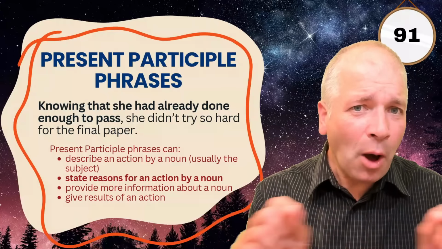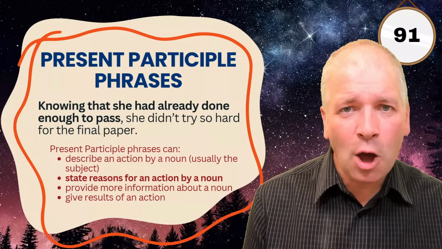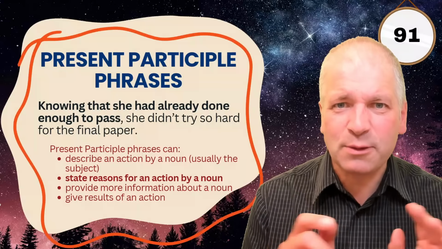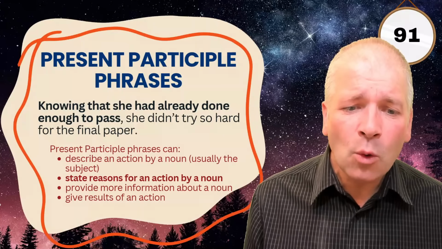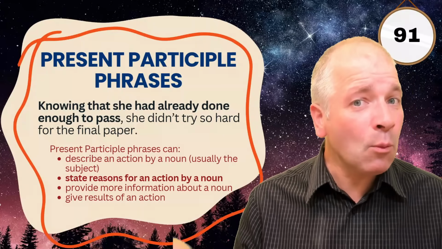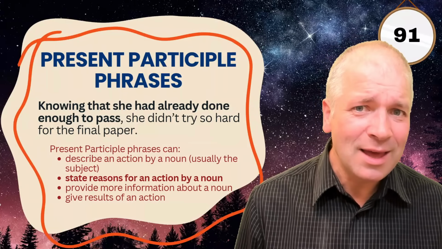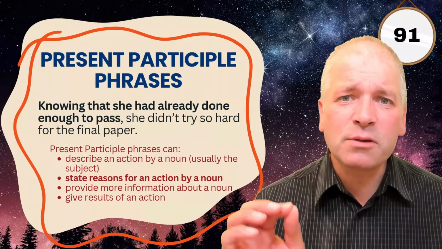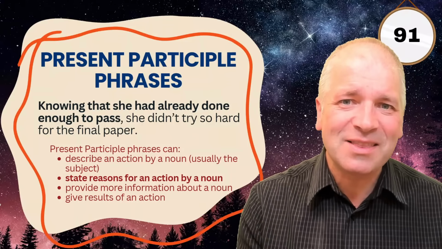The part in bold at the beginning is the present participle phrase. It has the verb know in its ing form, and that's the present participle. Knowing that she had done enough to pass, well, who knew enough? Well, it was she. So the present participle phrase here is describing the subject. It's telling us reasons why the subject did that action.